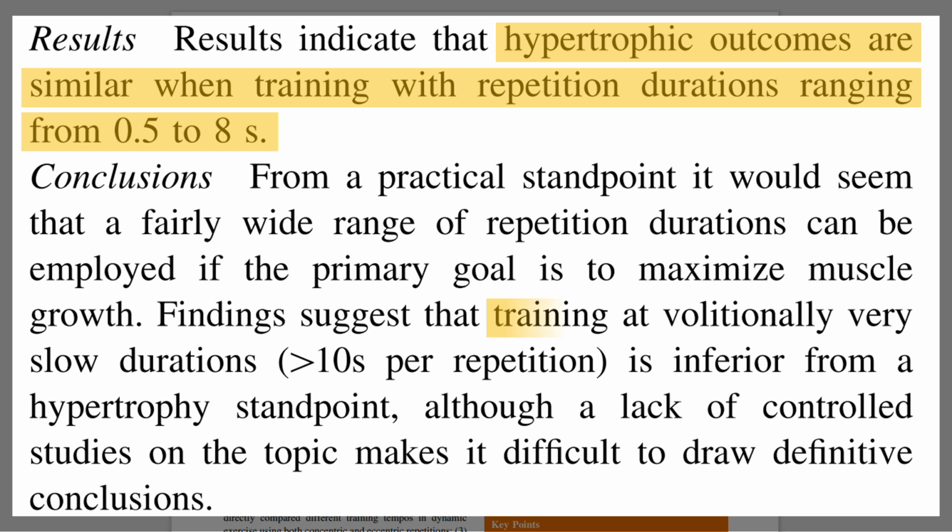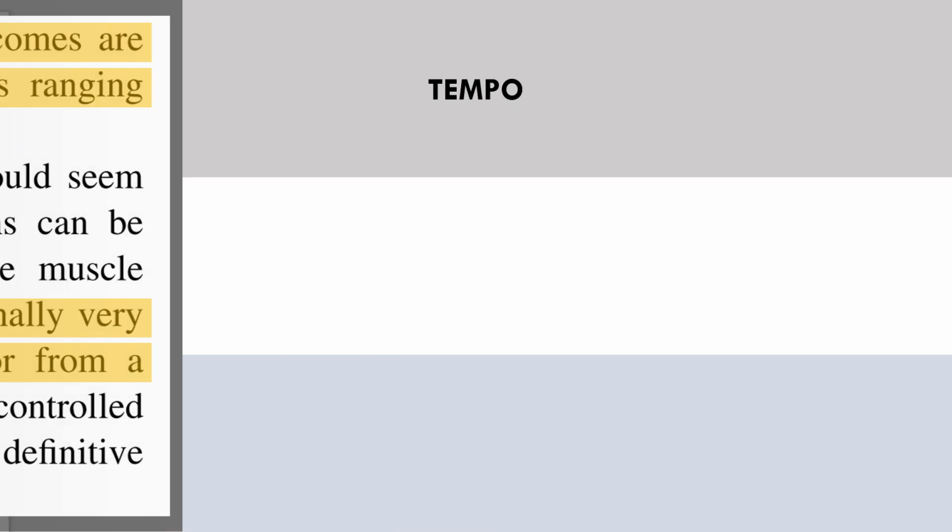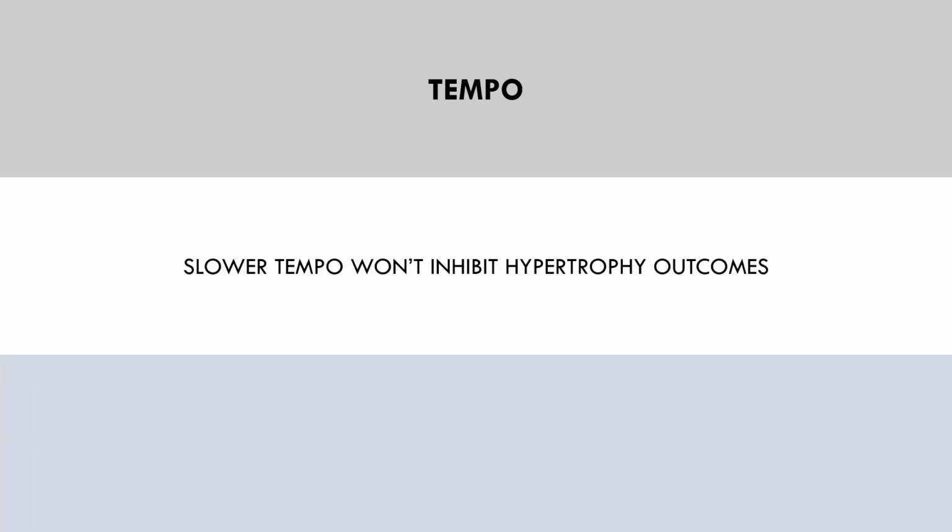However, repetition durations greater than 10 seconds were found to be inferior for muscle growth. Therefore, if trainees were to slow down their tempo to alleviate pain and manage their injury, it probably won't have any real impact on muscle hypertrophy as long as tempo is not excessively slow. Furthermore, trainees may implement pause repetitions at the start or end range during certain lifts to minimize involvement of the stretch shortening cycle, which may help to alleviate the pain response.